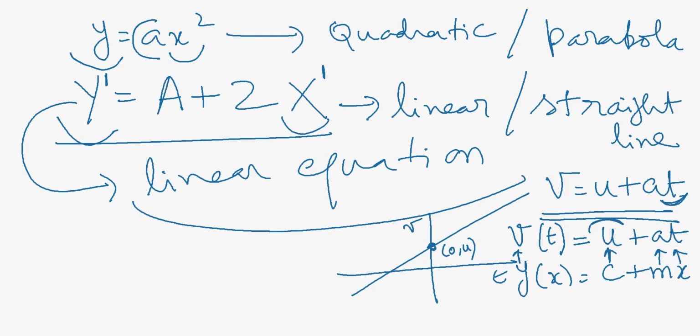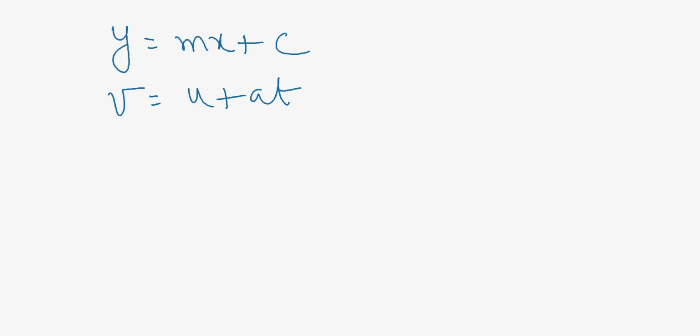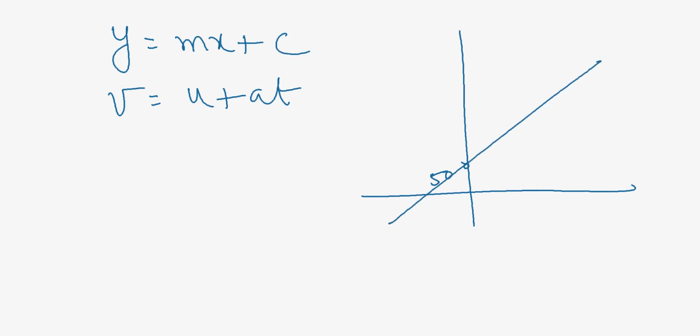Okay, that has to be very clear. Straight away, it doesn't matter, you write it as y equal to mx plus c. And I gave another example, v equal to u plus at. And you remember we had, initially we deposited 50 rupees and every month we deposit 100 rupees. Yeah, that could also form a straight line.